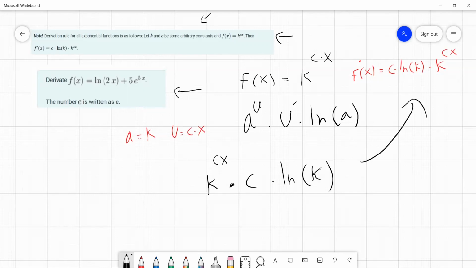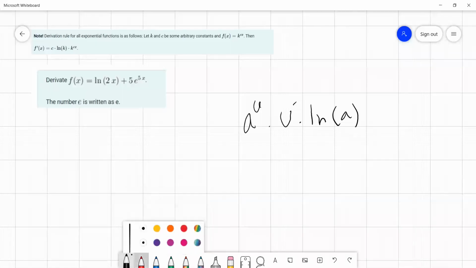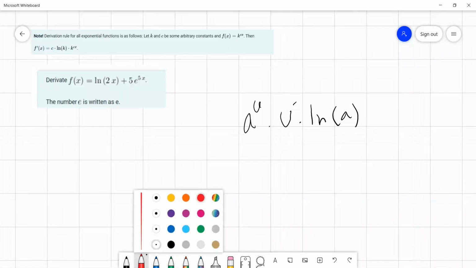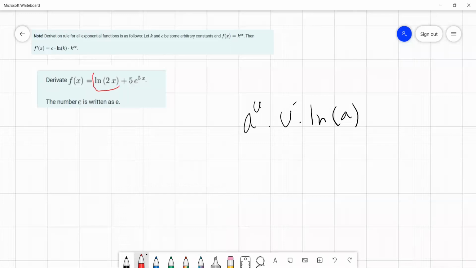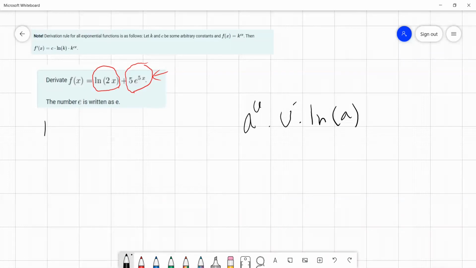Okay, now that we know this, we are ready to start solving an actual problem. There are 2 parts to the equation that need to be differentiated. If we are taking the derivative of this equation, first we have to take the derivative of this term, and since they're added, we then have to take the derivative of the second term. All right, let's start with ln 2x.